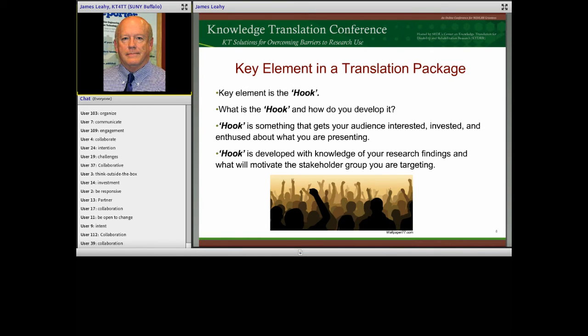Next, as I mentioned earlier, you need to find out what will motivate the stakeholder you are targeting into uptaking the use of the material you are providing.